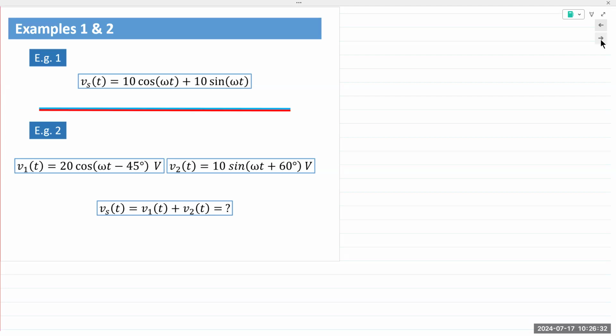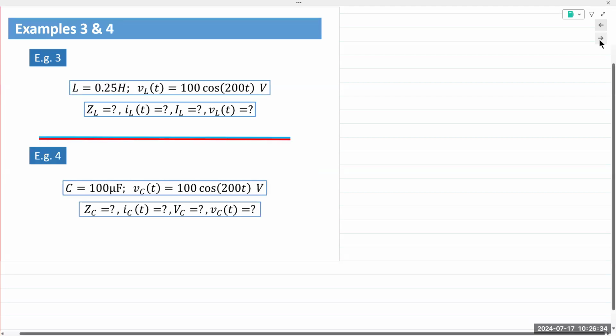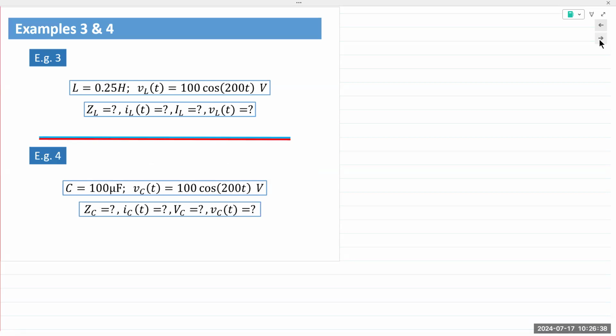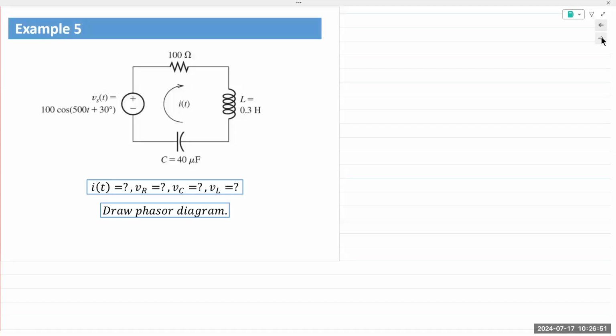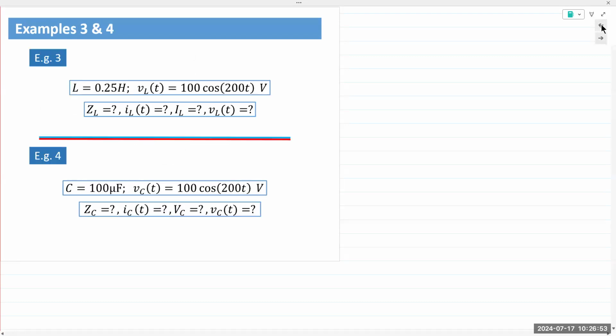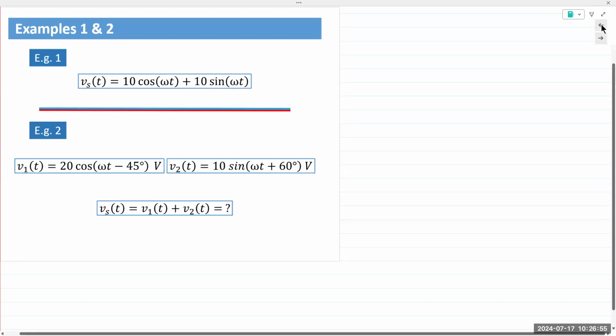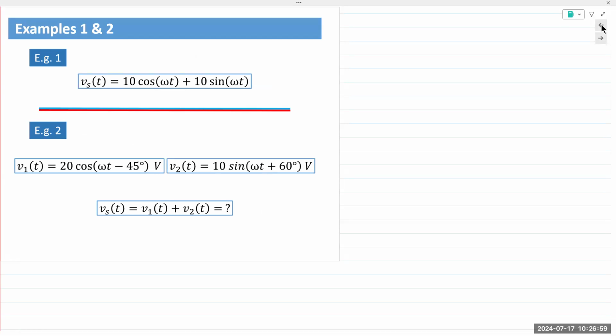Okay. And then examples 3 and 4, again, there are no circuits, but we're going to use Ohm's law and see how we apply it to inductors and capacitors. So that's example 3 and 4. And then example 5, we put all of it together to apply it to one large circuit. So examples 1 and 2 deal with sources. Examples 3 and 4 deal with inductors and capacitors. And then example 5, we combine everything together.